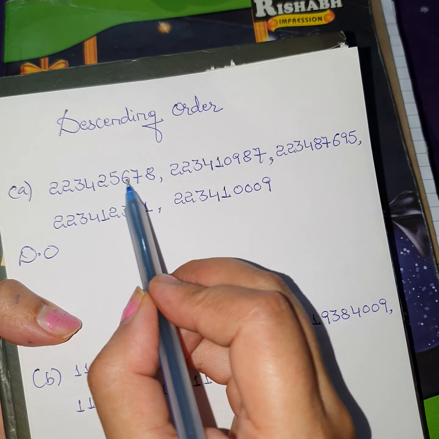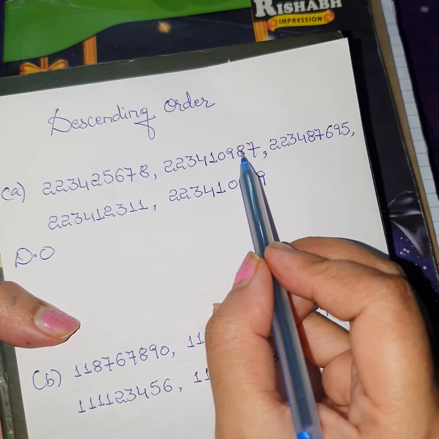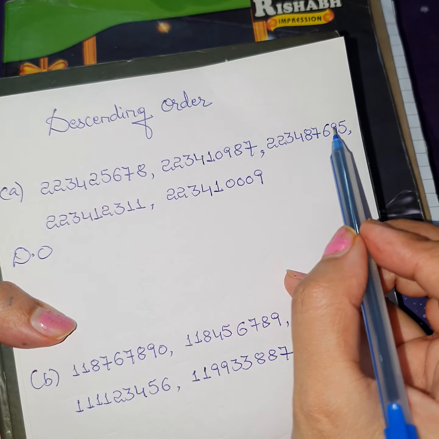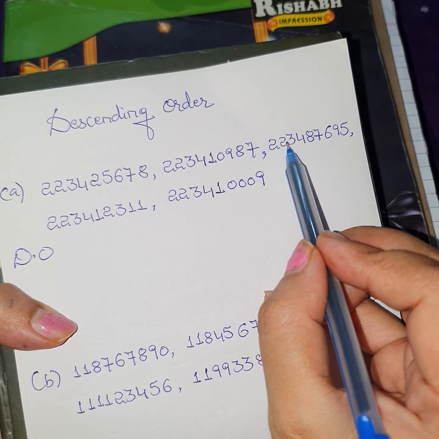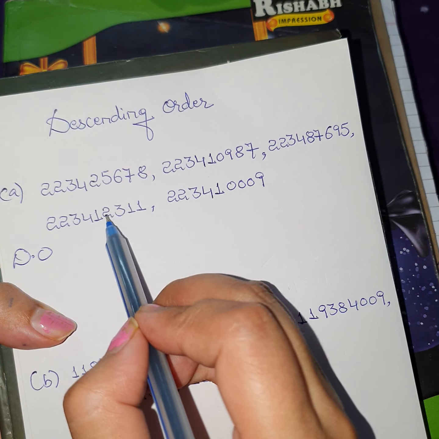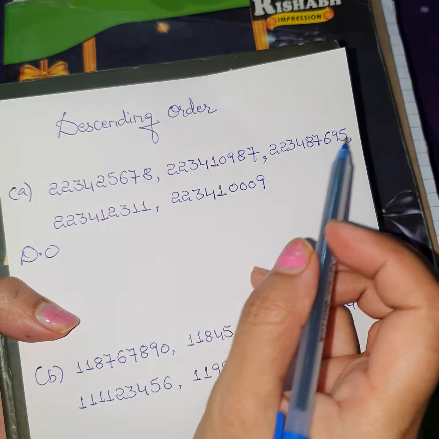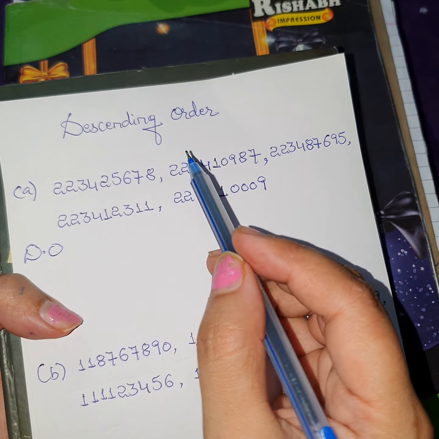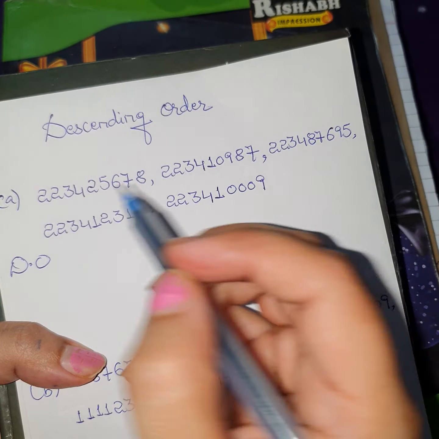The same thing, 1, 2, 3, 4, 5, 6, 7, 8, 9. So all the numbers are having 9 digits. So we will search the greatest one.